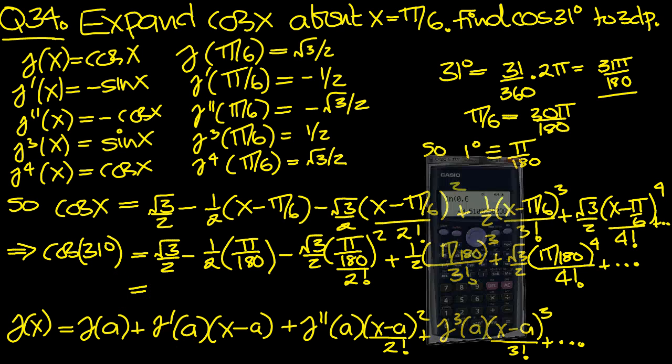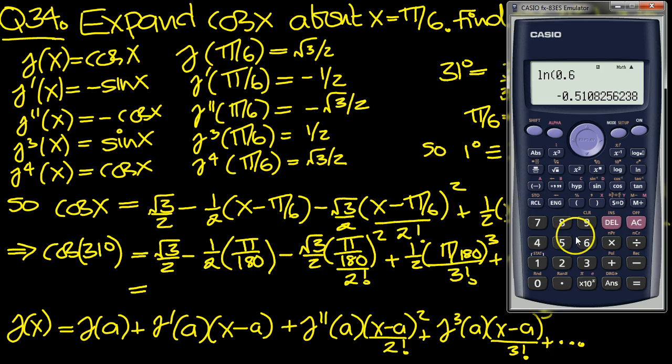Let's tap it in the calculator, see what we get. So it's root 3 over 2. Let's start there. So root 3 divided by 2 is that term. Root 3 divided by 2, that's the first term, minus a half, which we can write as 0.5, times pi over 180. Pi divided by 180, close bracket. So that's the second term.